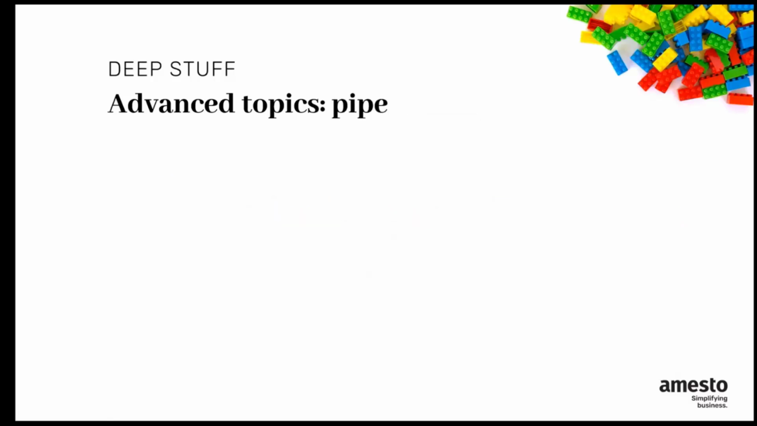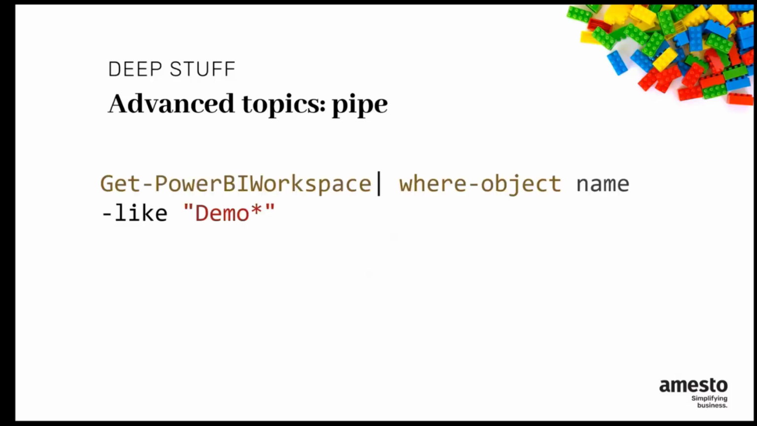The third building block is pipe. A pipe is used to pass the results of the first command as input to the following command. It's a powerful feature that allows you to chain commands together to perform more complex operations.